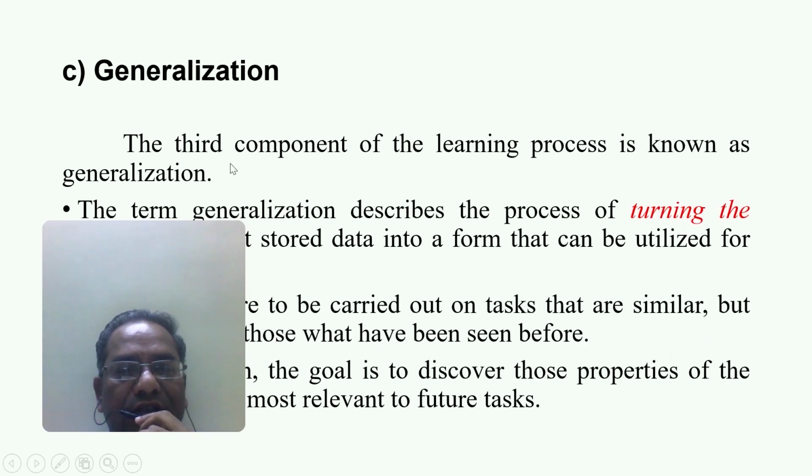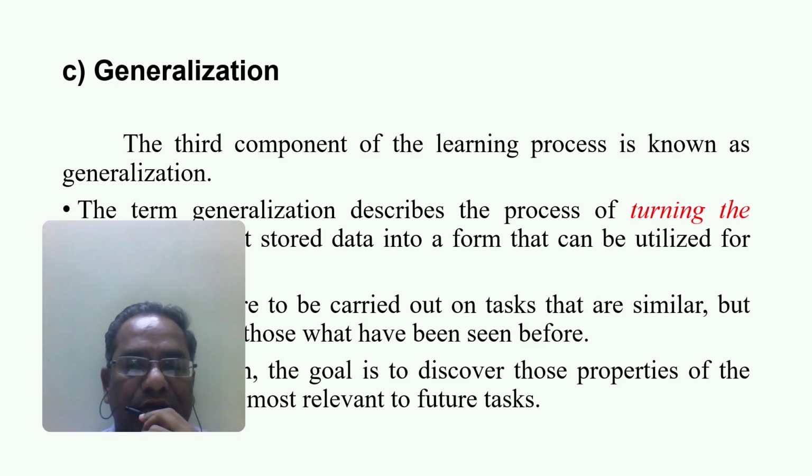The third one is generalization. This is the third component of the learning process. In this process, we turn the knowledge about how the data is stored into something utilized for future action. These actions are carried out in tasks which are similar but not identical. These tasks have been seen in earlier data sets and will be shown in future generations, like identifying learning types such as supervised, unsupervised, semi-supervised, or reinforcement learning. So generalization is a kind of discovery which will hold properties for the most relevant future tasks.